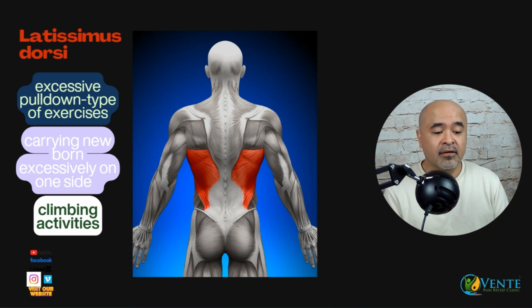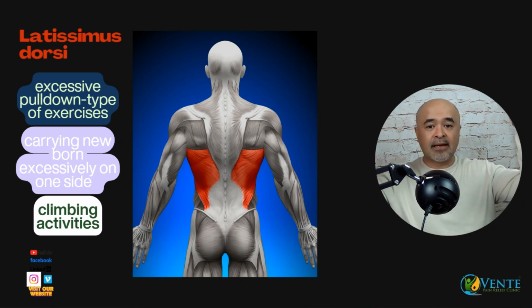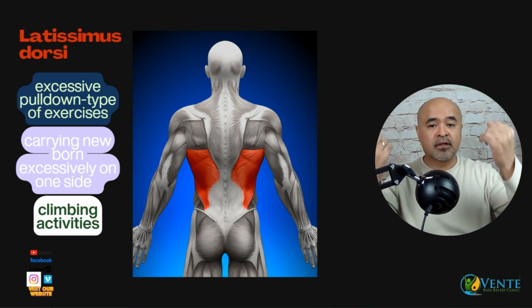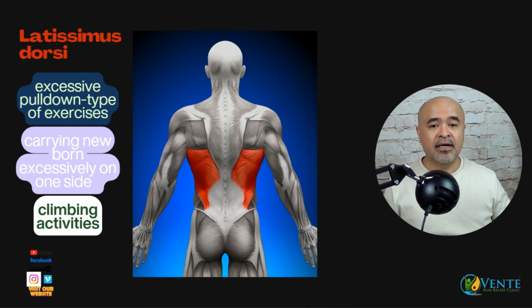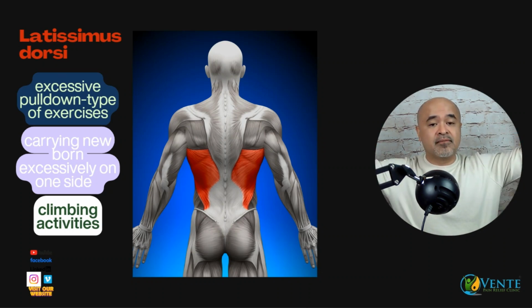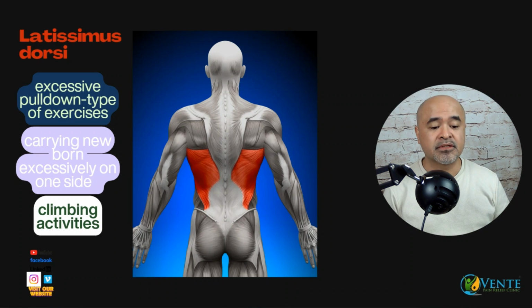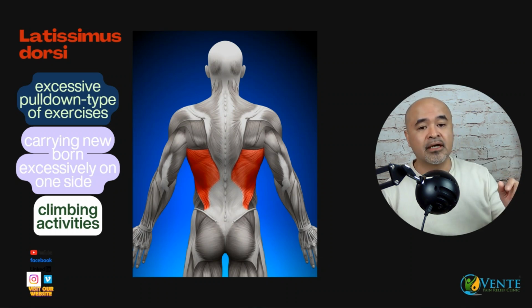There are pretty much 3 ways that this latissimus dorsi muscle can become very tight. Number 1, excessive pull-down type of exercises. Somebody who does, for example, chin-ups or lat pull-down exercises excessively without much stretching, this muscle can become very tight. In fact, if they are pulling more with one side, that side will become tighter and potentially cause issues on the side that they're using too much.